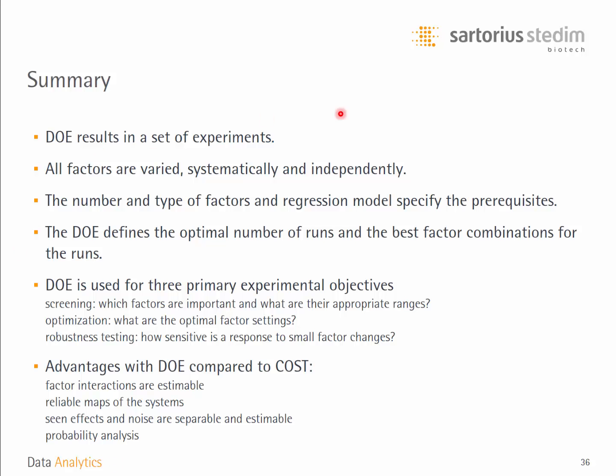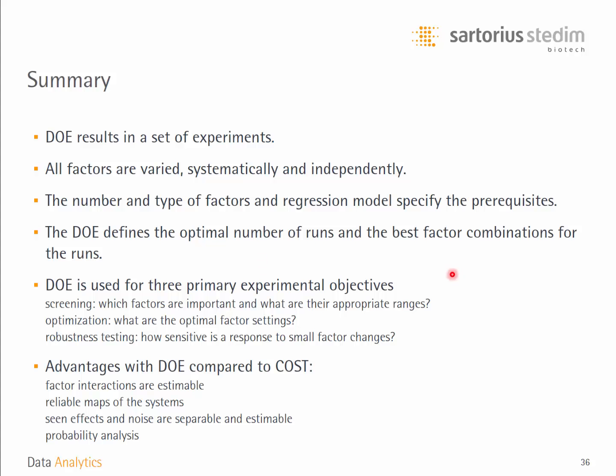Summing up DOE, we can say that DOE results in a set of experiments in which all factors are varied systematically and independently in an informationally optimal manner. The number and the type of factors and the regression model that we select will specify which experiments are needed. And the MODDE software will then come up with a proposed experimental plan that has very, very good probabilities of solving our problem in an optimal way.